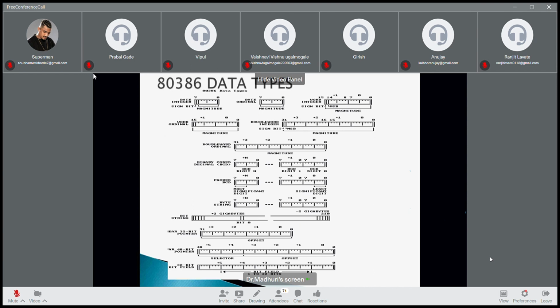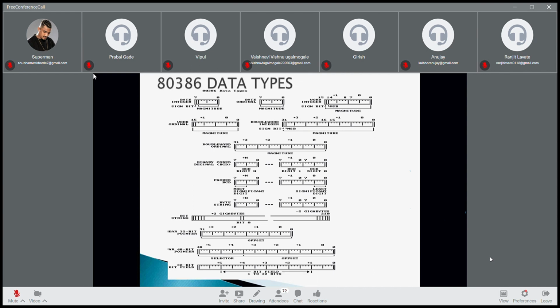So the pointer is nothing but what? You have an offset address, and that offset address is present in a segment. When it is in the same segment, that will be the near pointer. And when it is in another segment, then it is a far pointer.